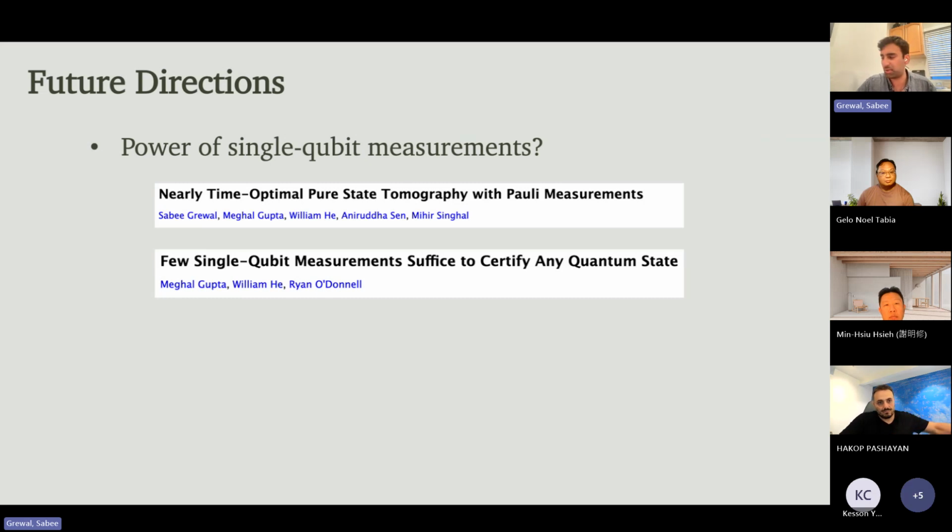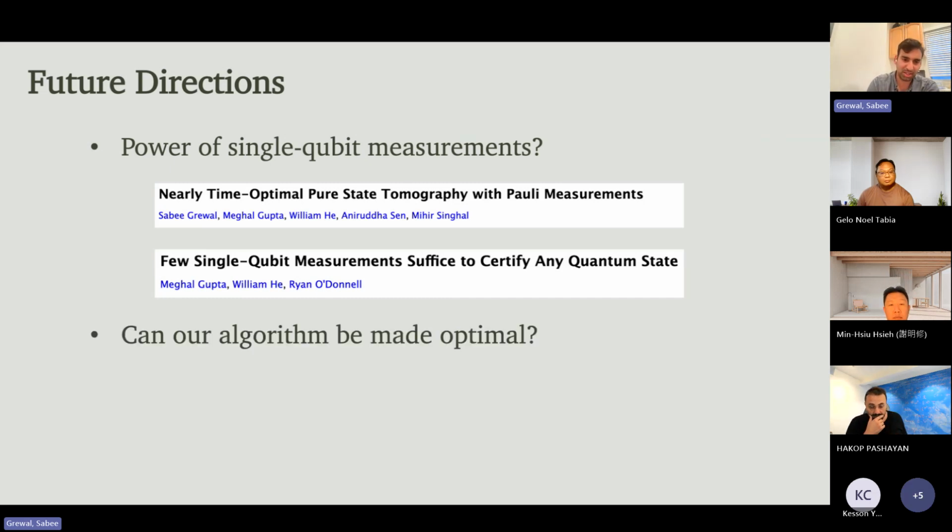So just more generally, what else can single qubit measurements do? The last, the only other question I'll pose is whether our algorithm can be made truly optimal.